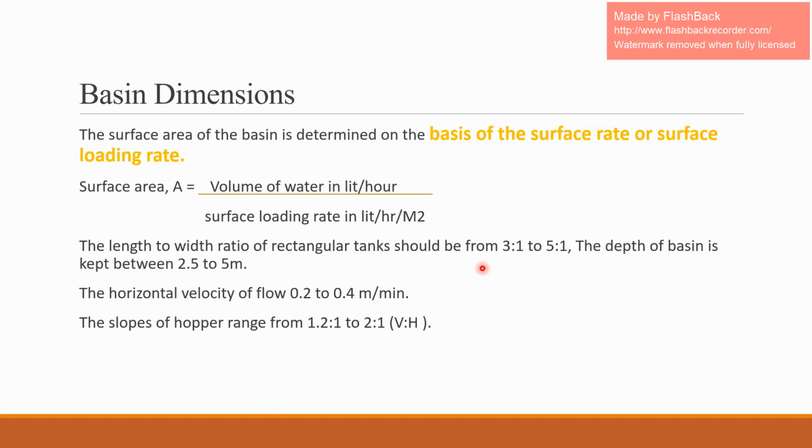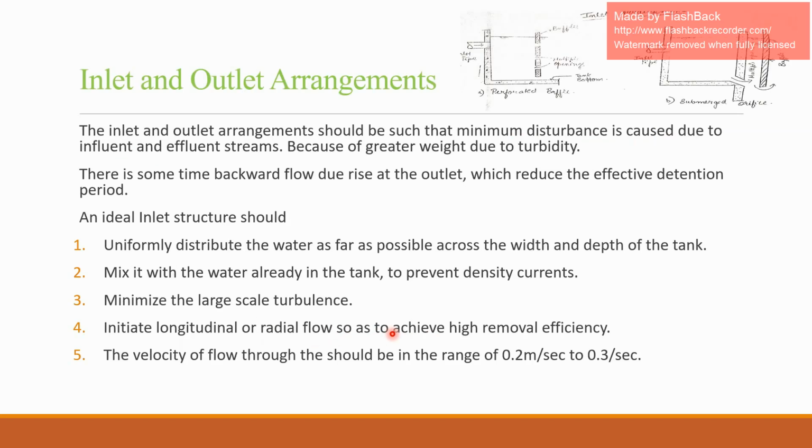The length to width ratio of a rectangular tank should be in between 3:1 and 2.5:1. The depth of the basin should be kept in between 2.5 to 5 meters. Horizontal flow should be in between 0.2 to 0.4 meters per minute. The slope of the hopper with respect to vertical and height should be in between 1.2:1 and 2:1. So these are the dimensions.